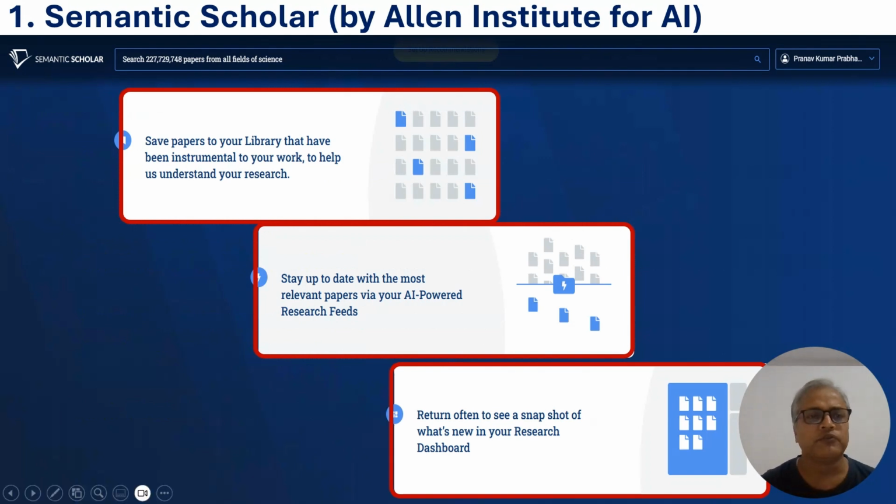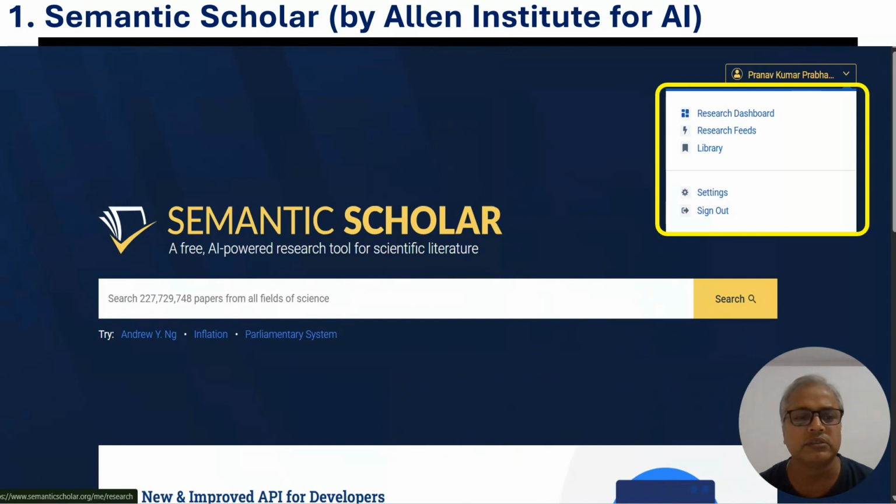So there are three important features of Semantic Scholar. Once you create your account, like I have created my account, you can save papers in your library that have been instrumental for your work. So whenever you want, you can access those papers. Stay up to date with the most relevant papers via your AI powered search tools, and return often to see the snapshot of what's new in your research dashboards. So these are the three important features.